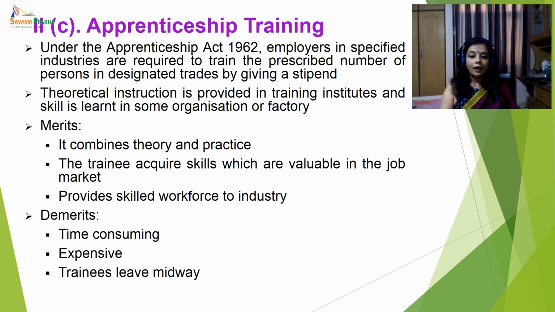Next is apprenticeship training. Under the Apprenticeship Act 1962, employers in specified industries are required to train the prescribed number of persons in designated trades by giving a stipend. So here the trainee is again going to learn the theoretical part, or theoretical instruction is provided in training institutes, and the actual work he will learn in certain organizations, maybe factories and all. So apprenticeship for skills of plumber, electrician, for all this thing, apprenticeship training is done.